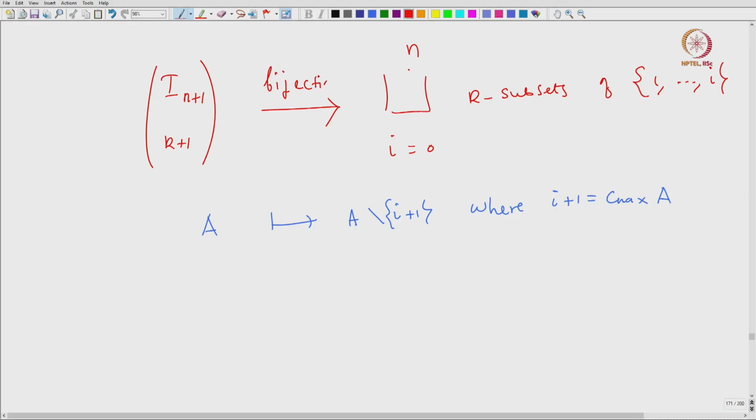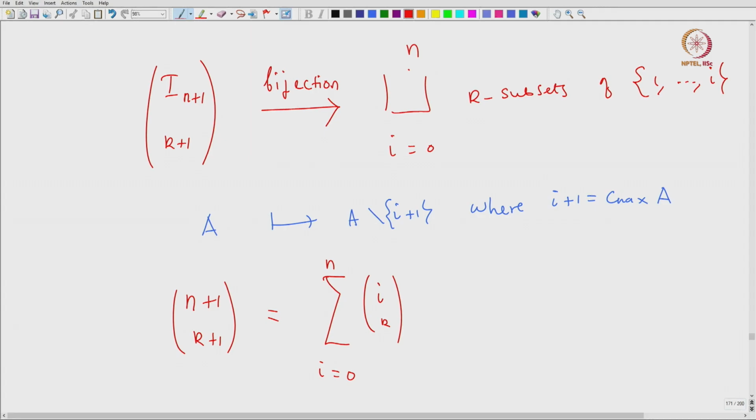So, this is a bijection, and in particular the cardinality of I n plus 1 choose k plus 1 is equal to the sum of the cardinalities of k subsets of 1 to I. That means n plus 1 choose k plus 1 is exactly equal to the summation, I ranging from 0 to n, of I choose k. The column sum is exactly equal to n plus 1 choose k plus 1. That is what we are getting.